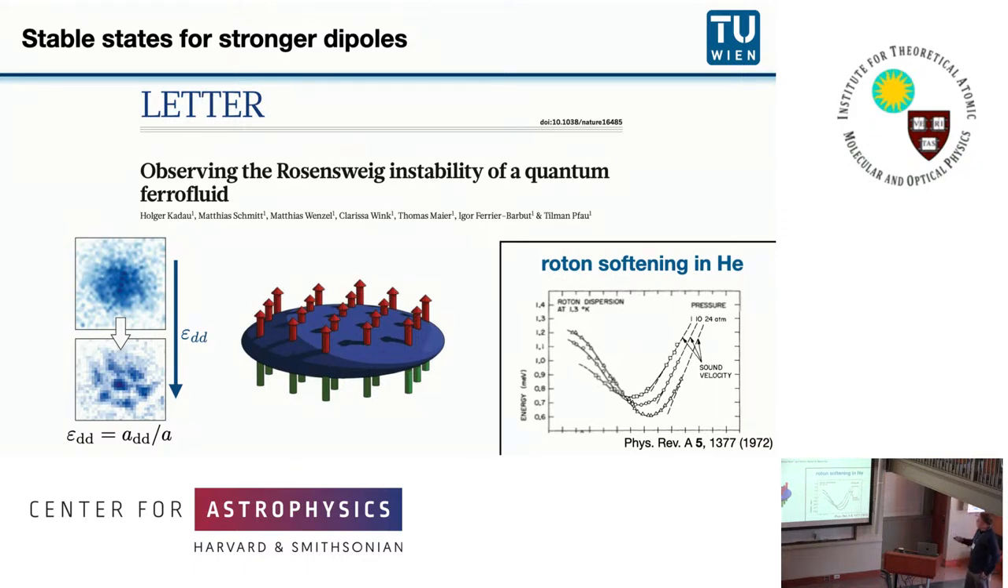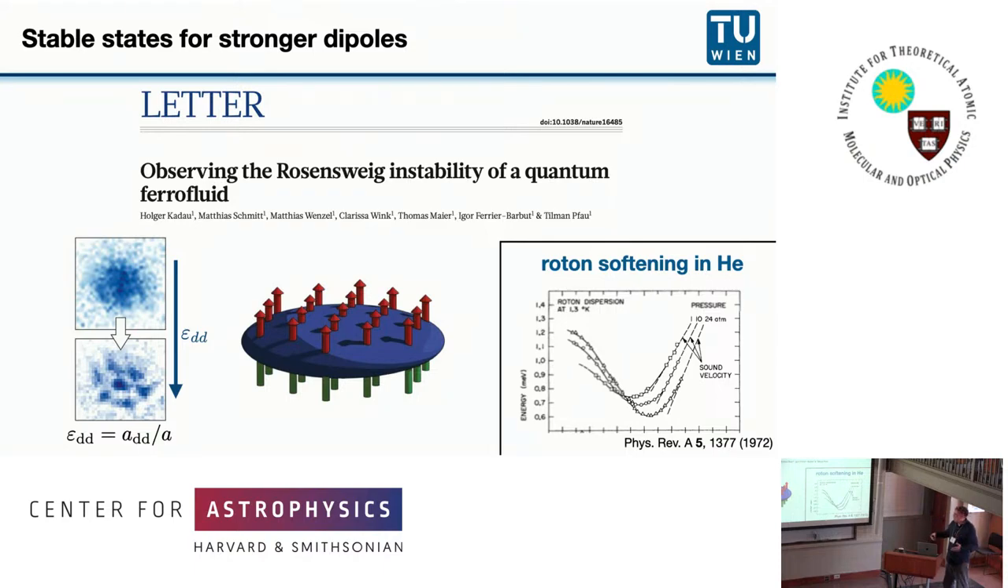Then a couple of years later, in another paper from Stuttgart from 2016, against all expectations from the theory at the time, there wasn't any collapse. There were structured states forming. As we know now, these are quantum droplet states that stabilize themselves. And in fact, you can understand that, and I will come back to that in a few minutes, similar to the physics of helium.